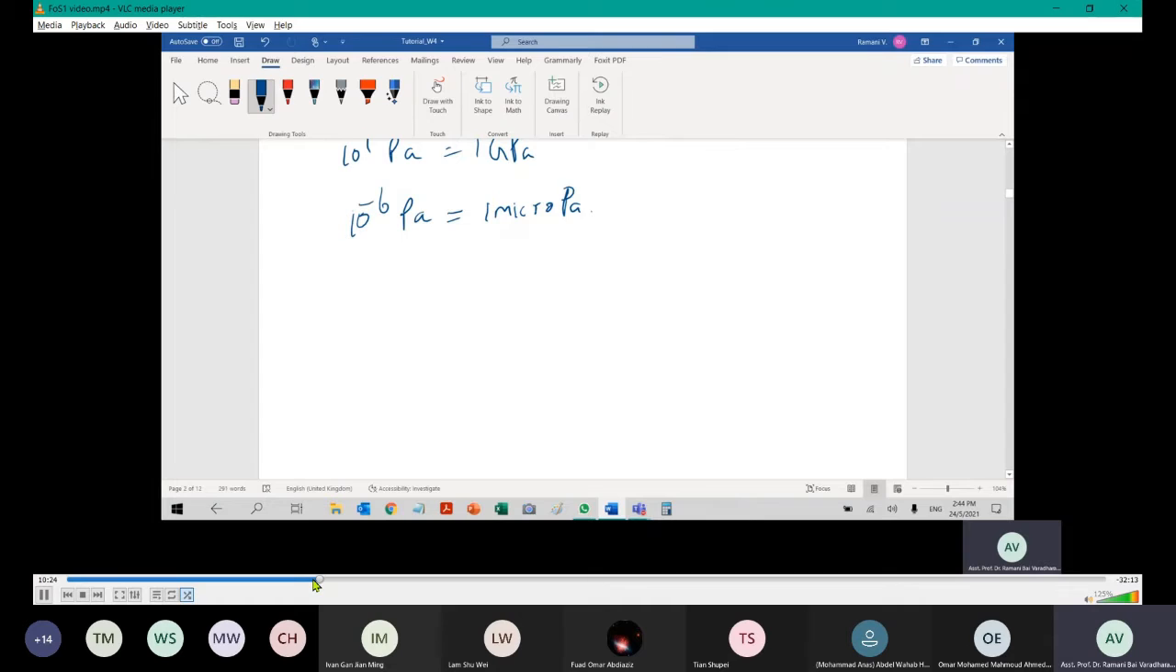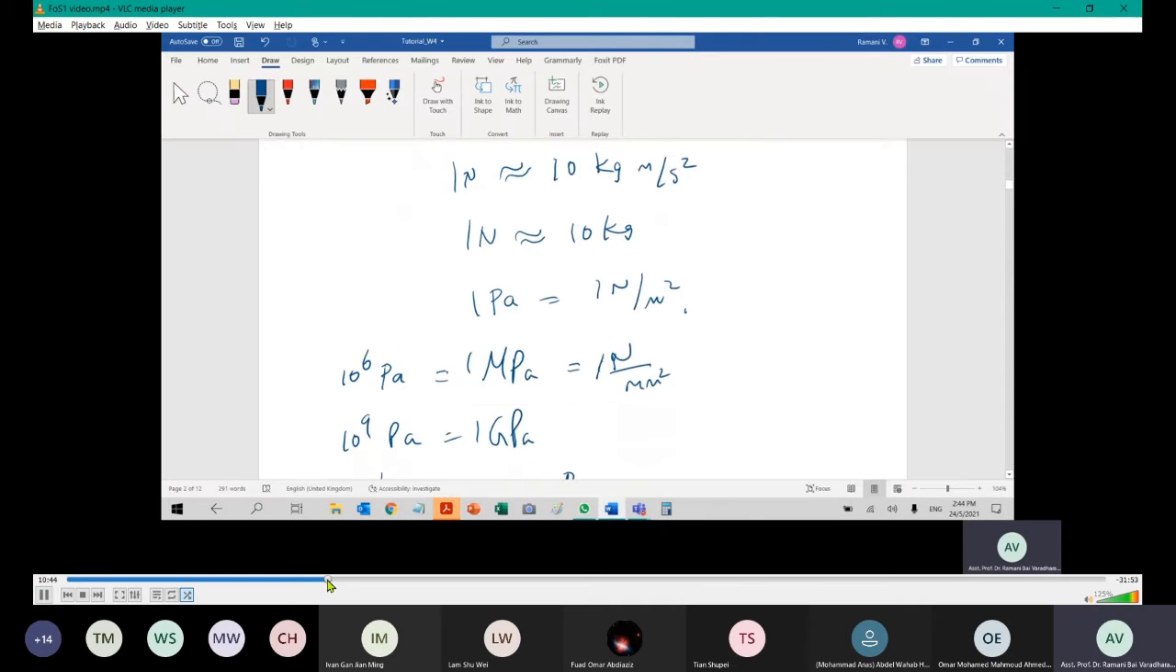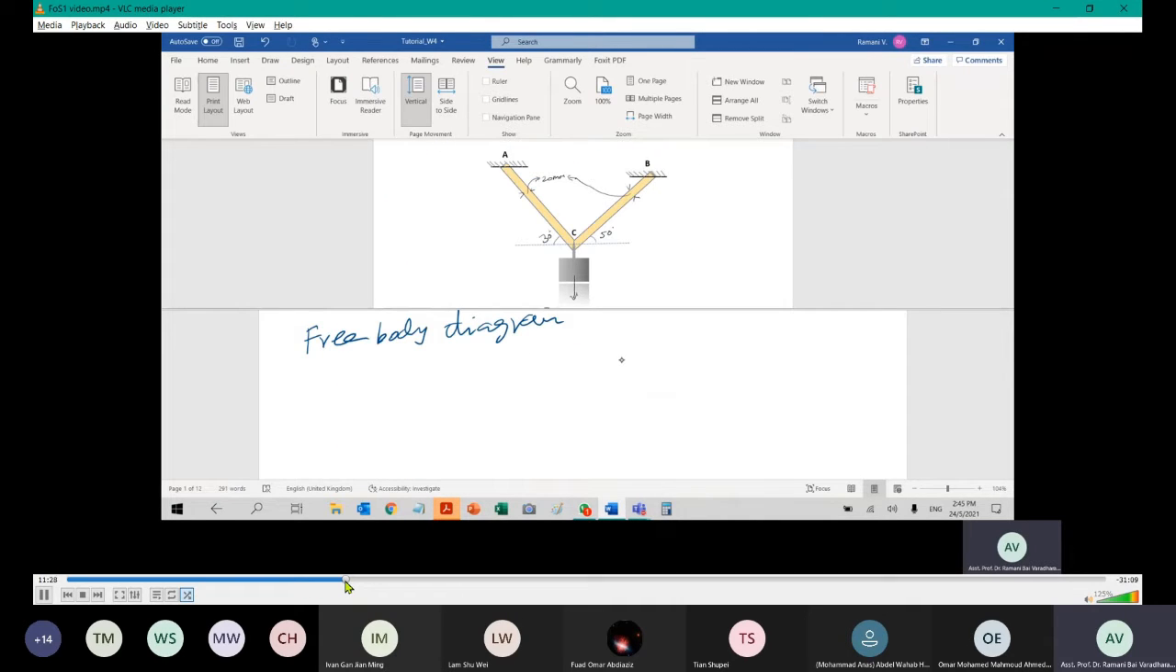Now let's take our solution. Our solution started already. Start with A. At point A there is a member, another member at point B, and this is fixed, like this.